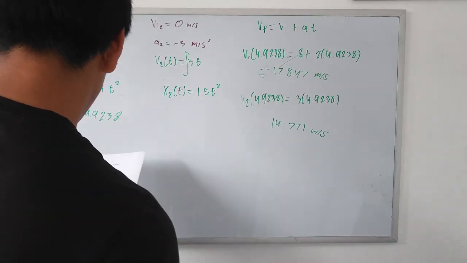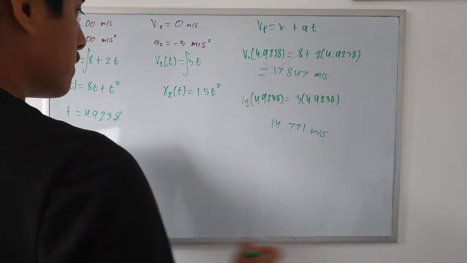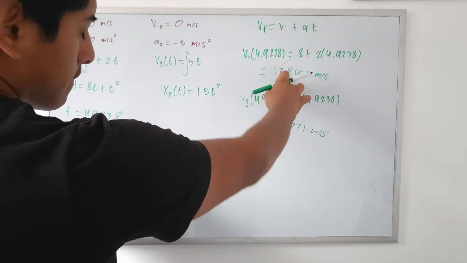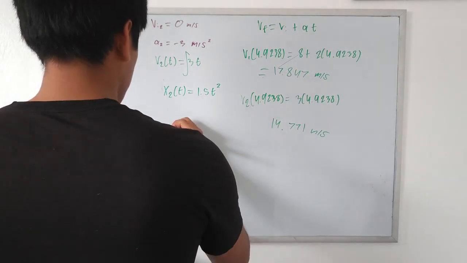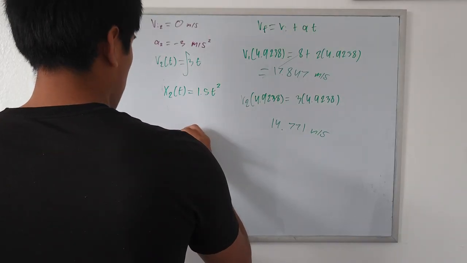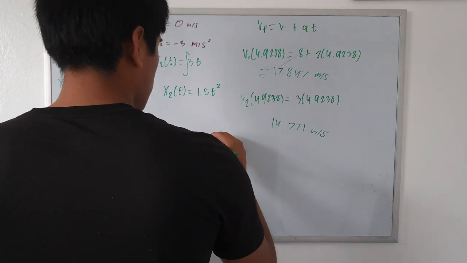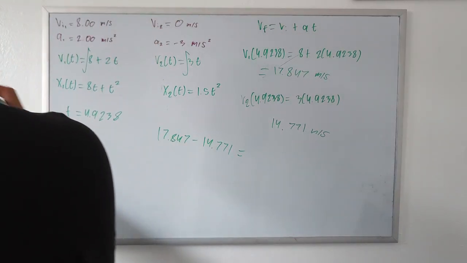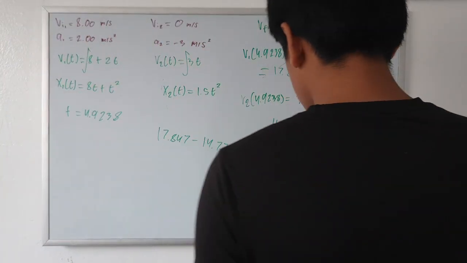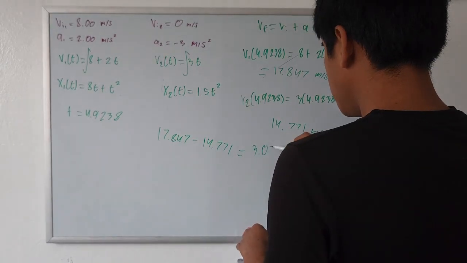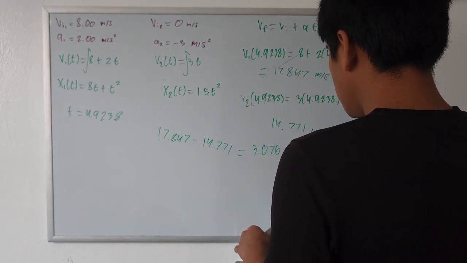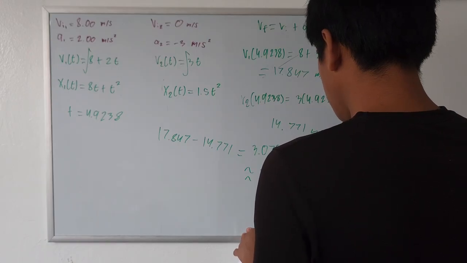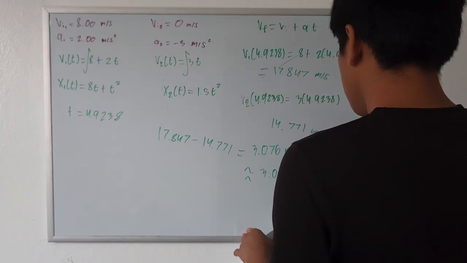We want to find the difference to see which one is going faster. This one is clearly going faster, but we're going to see by how much. So it's going to be 17.847 minus 14.771, and you should get 3.076 meters per second, or rounding, you get 3.08 meters per second.